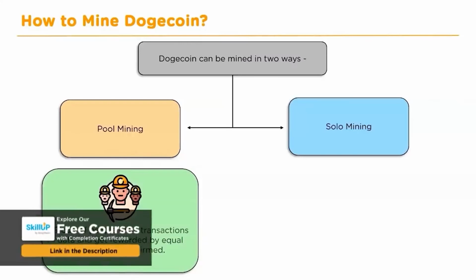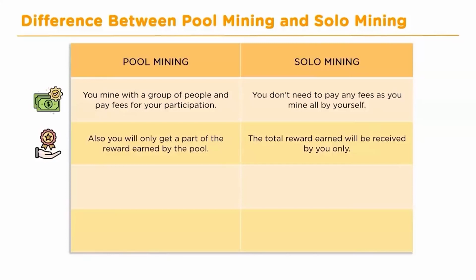In Dogecoin pool mining, you have to mine as a part of it and pay fees. In Dogecoin solo mining, you don't need to pay any fees and you mine all by yourself. Also, in pool mining, you will only get a part of the reward earned by the pool. But in solo mining, the total reward earned will be received by you only.